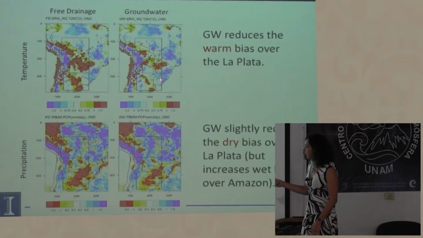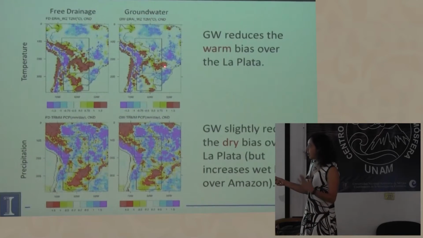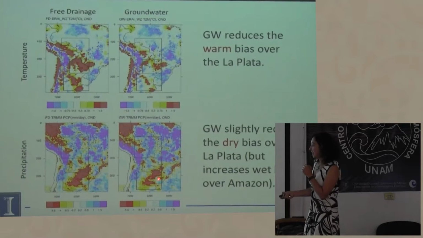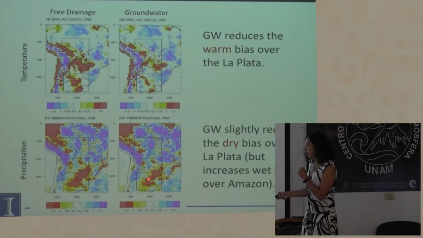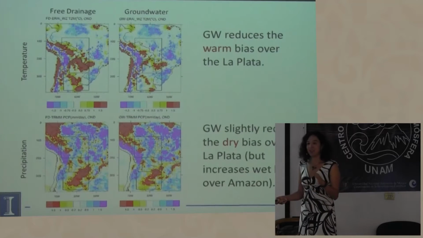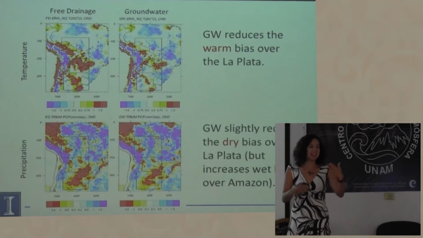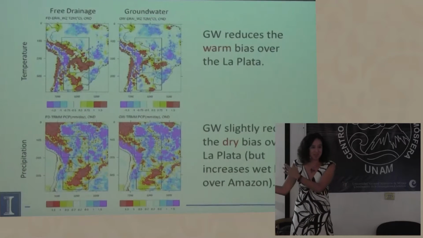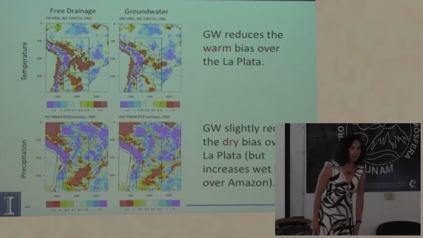When we add the groundwater, we alleviate a little bit the warm bias, and we slightly alleviate the dry bias, but definitely not enough. So what this is telling us is that groundwater is not going to fix all the problems in this region.